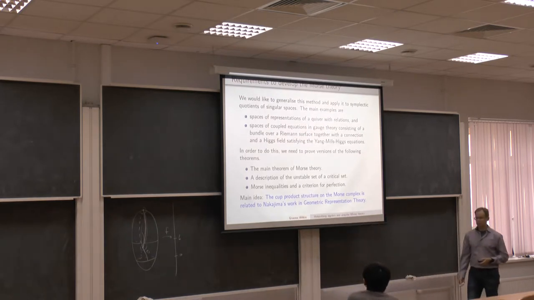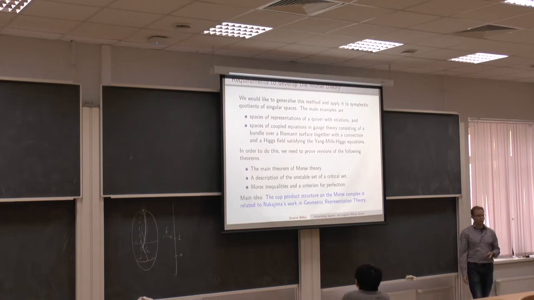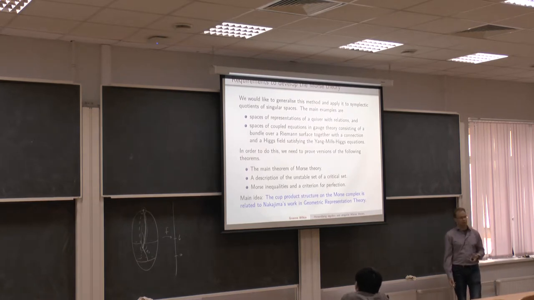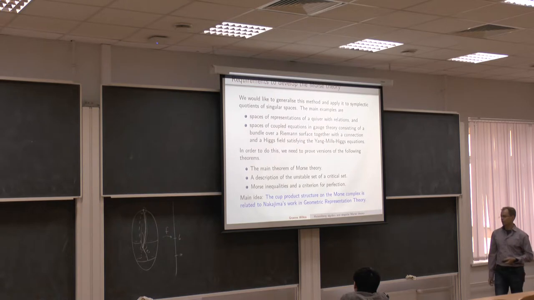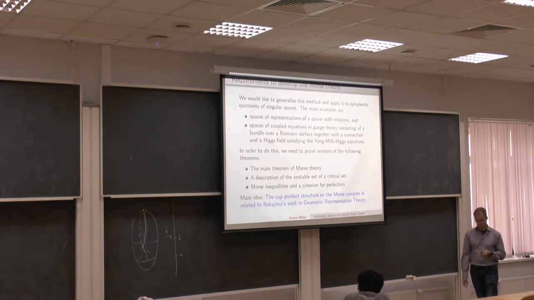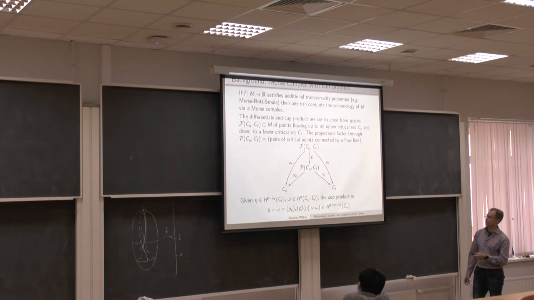And then once you've done that, we'd like to develop some sort of version of the Morse inequalities and some criteria for when the Morse inequalities become equalities. And the main idea, which is new in this setting, is that the cup product structure on the Morse complex is related to Nakajima's work in geometric representation theory. So if we go back and state this theorem later on, this space P is related to Nakajima's Hecke correspondence. So there are push-pull maps back and forth through the Hecke correspondence.